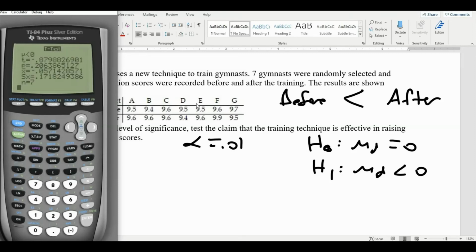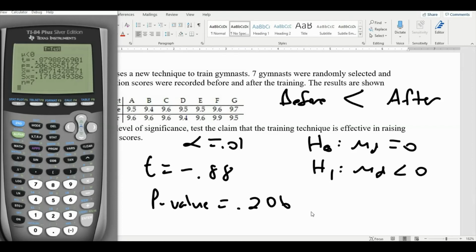And you'll see the t score, the t statistic, negative 0.88, if I go two places. The p-value is 0.206. Is it 3? Or let's go 4.